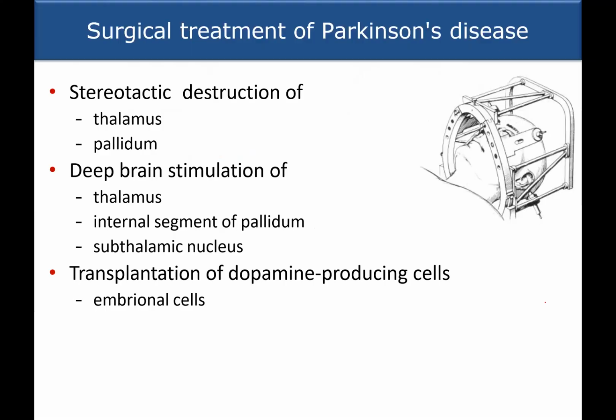And what is the surgical treatment? Stereotactic destruction of the thalamus and pallidum, or DBS. Another methodology is deep brain stimulation of the thalamus, the internal segment of the pallidum and the subthalamic nuclei. These are stimulated, or you can use embryonic cells to transplant dopamine producing cells. Parkinsonism is dopamine deficiency. By destroying the thalamus and pallidum, you can reduce the inhibitory influences, so the excitatory influences are facilitated. Deep brain stimulation works in a similar way, as does transplanting the dopamine producing cells, embryonic cell transplantation. These are all the various methods of non-medical management of Parkinsonism.